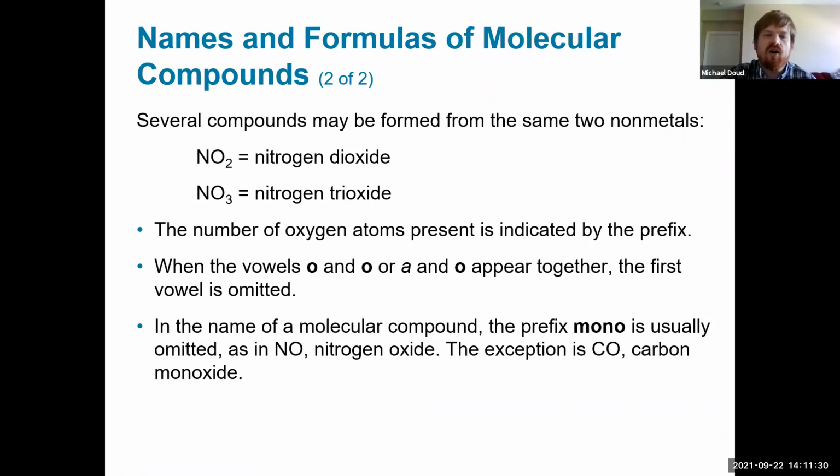Similar, CO is carbon monoxide. It's not monooxide. You drop that first O and it becomes, again, carbon monoxide. Yeah, and then don't worry about this one. You should use the mono as the second one.